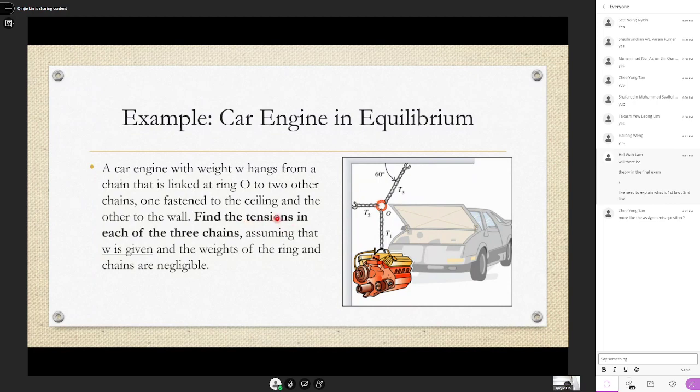Tensions. When we talk about tension, tension is actually a force. For chains, ropes, and strings, similar matter. Something that extends and holds other things, there will be tension inside, which are actually forces. So if the question asks you to find a tension, it means they're asking you to find the forces in one of these things, for example, string or chain.